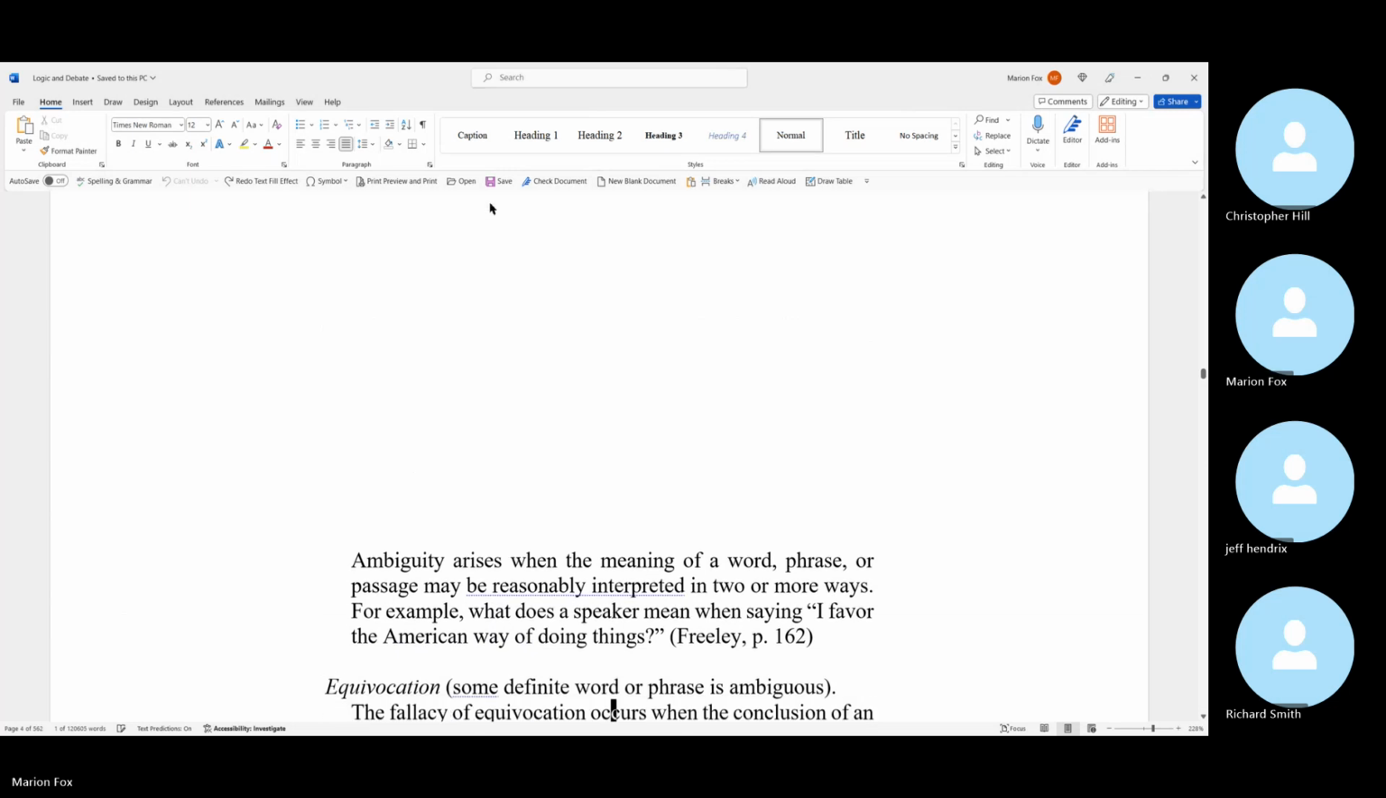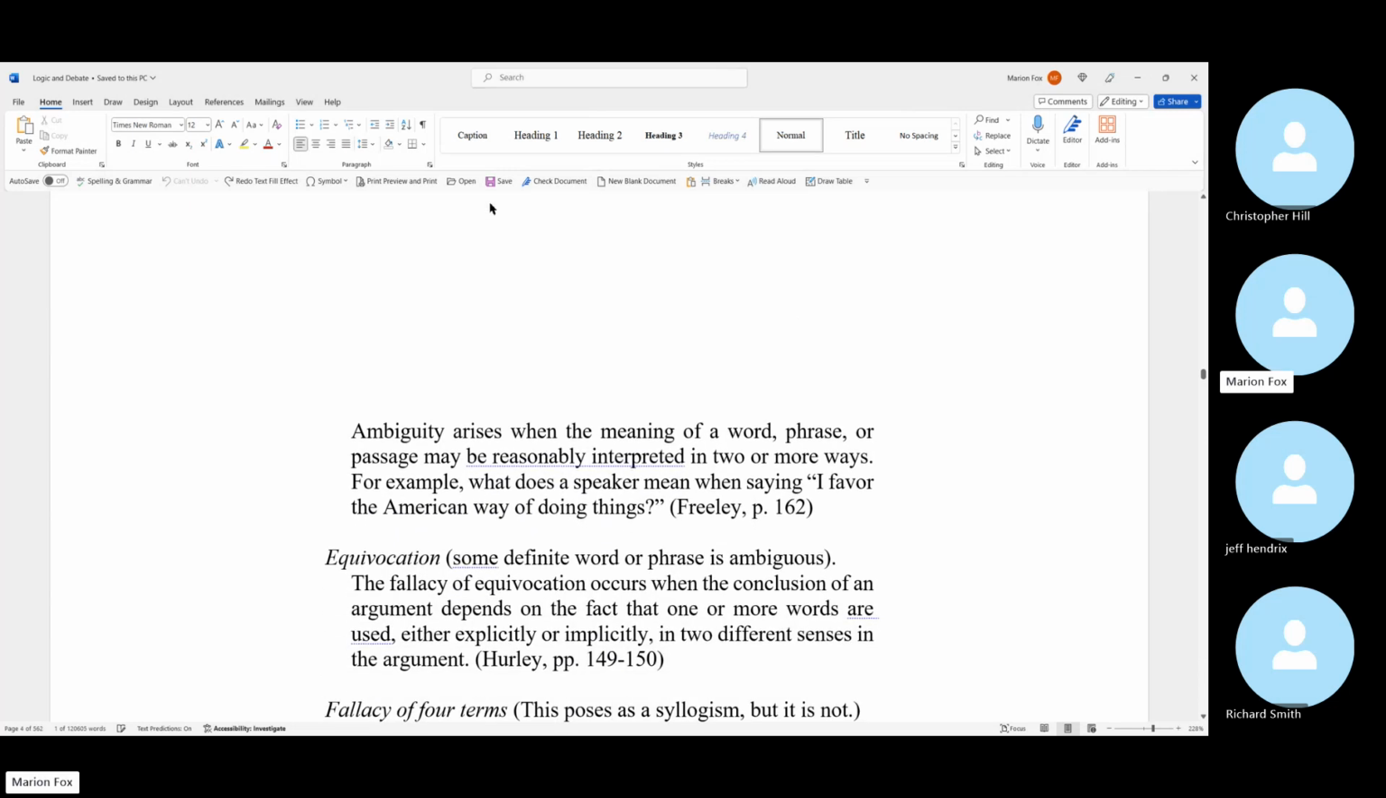Freely, in his college class, says ambiguity arises when the meaning of a word, phrase, or passage may be reasonably interpreted in two or more ways. For example, what does the speaker mean when saying, "I favor the American way of doing things"? Well, what does it mean? There are a lot of things he could mean, right? So politicians will say something like that, and then people will hear it and put their own meaning on it. Any questions or comments?